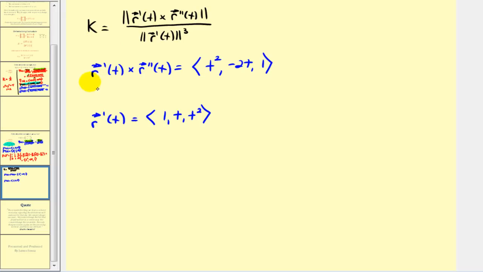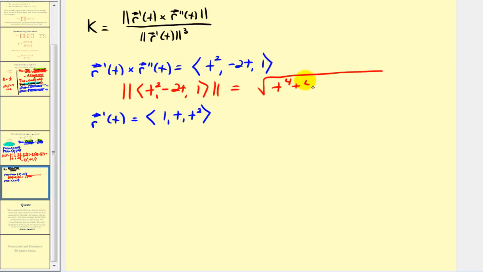Okay, so here's our formula. Here's the cross product that we just found. Here's r prime of t. Let's go ahead and find the magnitudes now. So t squared to the 2nd will be t to the 4th. Negative 2t squared will be positive 4t squared plus 1 squared, or plus 1. And then for the magnitude of r prime of t, we're going to have 1 squared, or 1, plus t to the second, plus t to the second squared. It'll be t to the fourth.